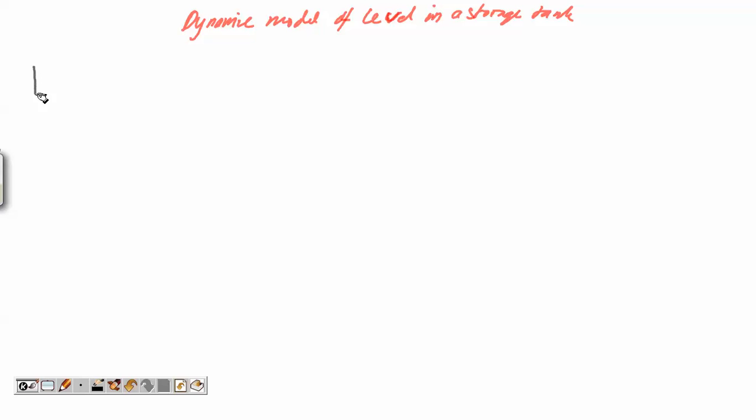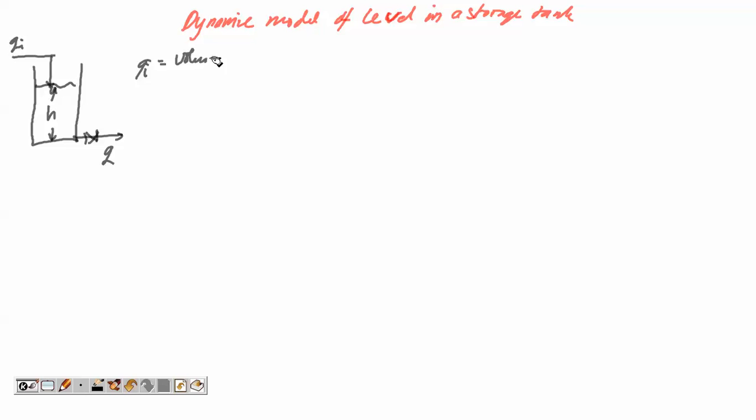So consider we have a tank with the volumetric flow rate input Qi and volumetric flow rate output Q, and at steady state condition it has height H. The height of the level is H.